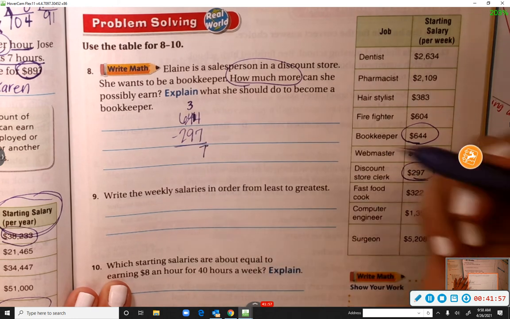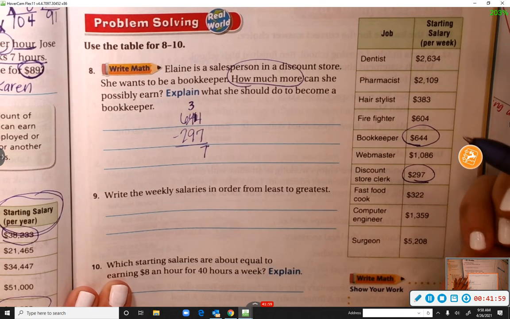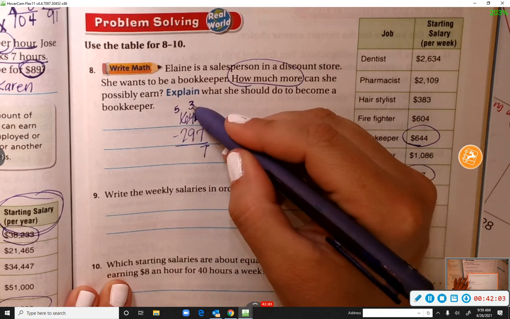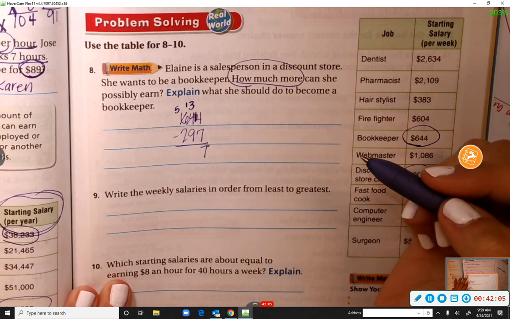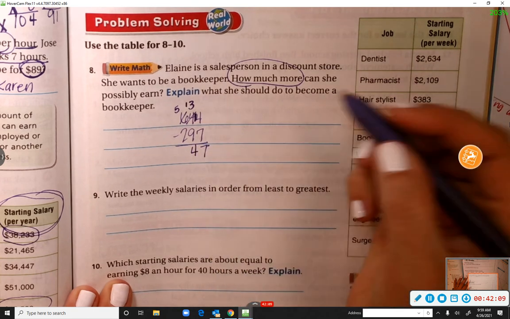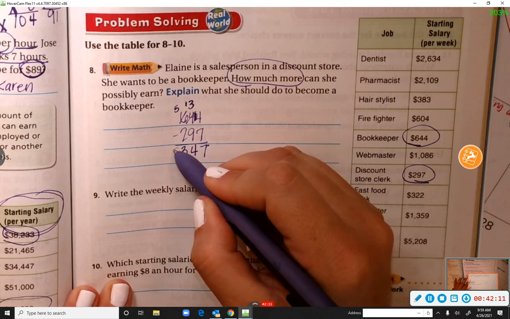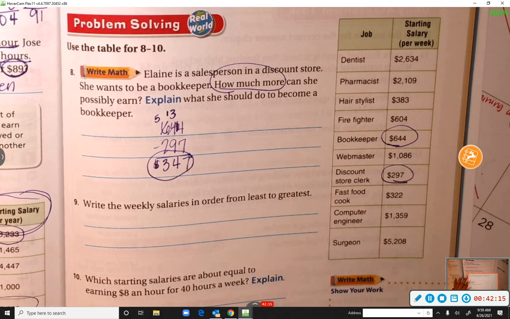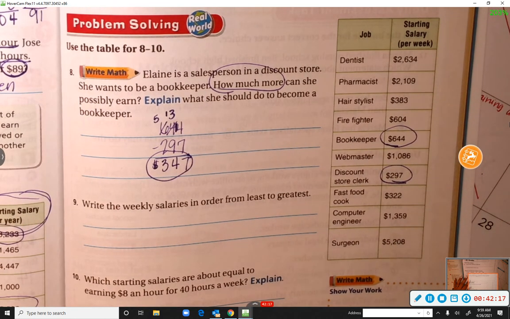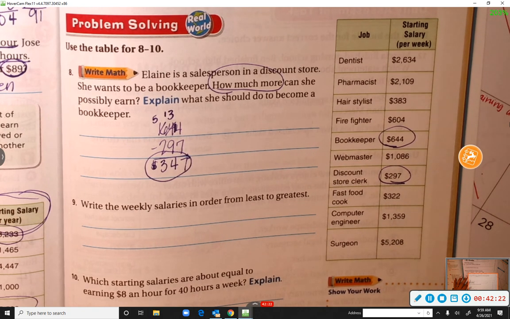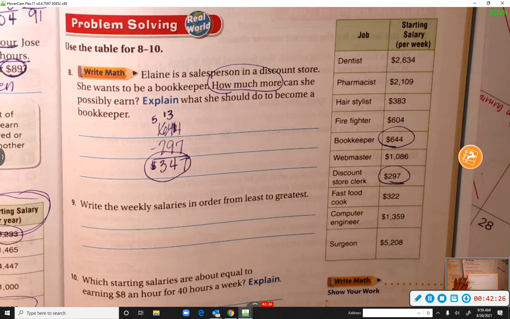3 minus 9. Can't do that. Can't do it. So we borrow from the 6. 13 minus 9 is 4. 5 minus 2 is 3. Okay, so she could possibly earn $347 more if she became a bookkeeper. What do you think she should do to become a bookkeeper? Kelsey?